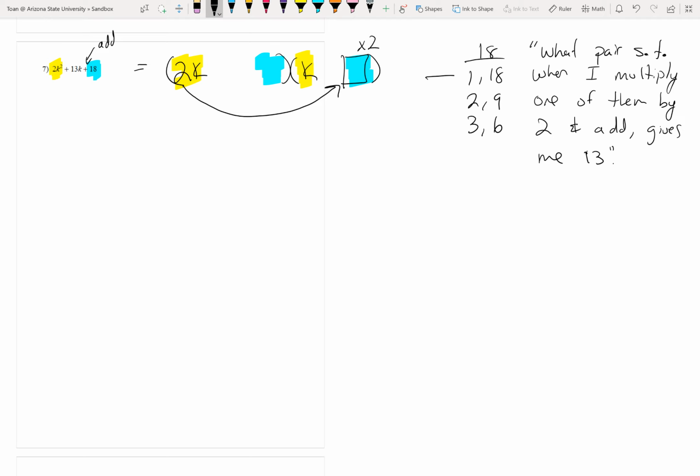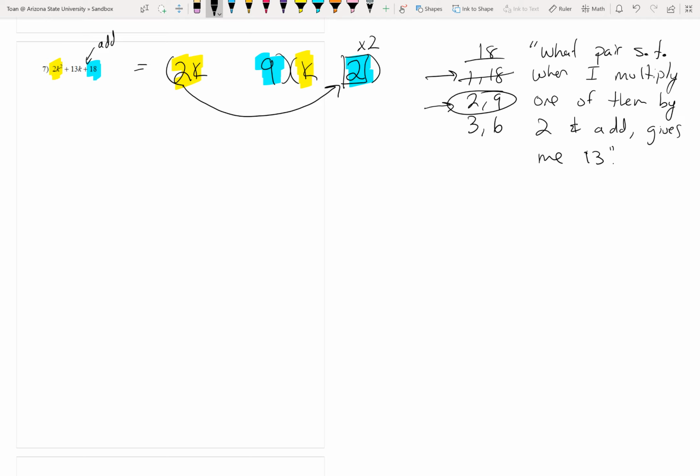So let's try the first pair, 1 and 18. What if you multiply the 1 by 2? 1 times 2 is 2, plus 18 is 20. That's not 13. Flip it around. 2 times 18 is 36, plus 1 is 37. That can't be it. Try this pair. 2 times 2 is 4, plus 9 is 13. Hey, that's exactly what I want. Now notice we did 2 times 2, which tells me that the 2 has to go in this position, and the 9 has to go in that position.